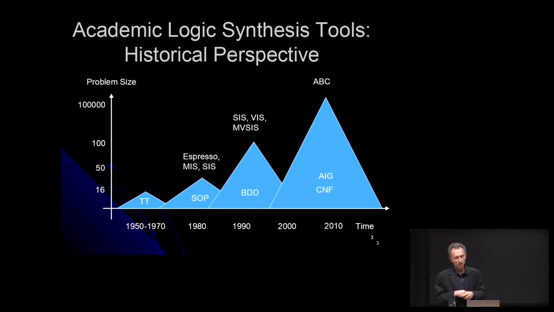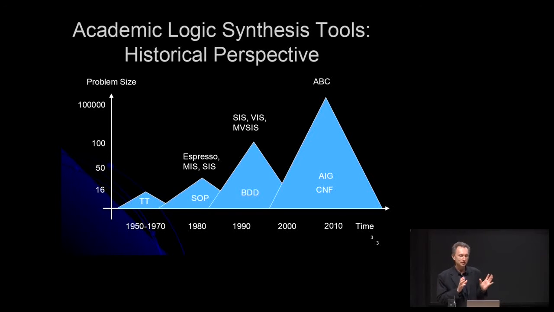He brought a lot of this stuff with him to our group, and he has been advising PhD students for 30 or 40 years, and tools such as MIS, SIS, VIS, and MVSIS were developed under him between the 1980s and 2000s. I joined Berkeley around 2002, and we started improving and deepening those ideas which were already existing. We moved from SOP to BDDs in the 1990s, but then BDDs turned out to be very non-scalable. So we moved to AIGs and CNF. And now we solve most of the problems without a BDD package, without sum-of-product minimizers such as Espresso.